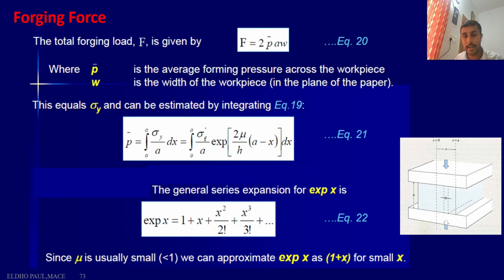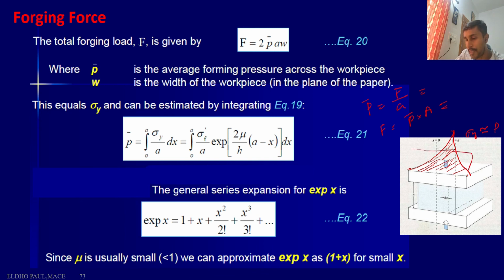So forging force calculation. We know pressure is equal to force by area, so force is equal to pressure into area. We calculate the average pressure because the stress is actually varying. Pressure, or sigma y, also we can call pressure. So the pressure or sigma y value is varying. At the surface it is minimum, at the center it is maximum. So we can take the average pressure, which corresponds to this area, the friction hill area.